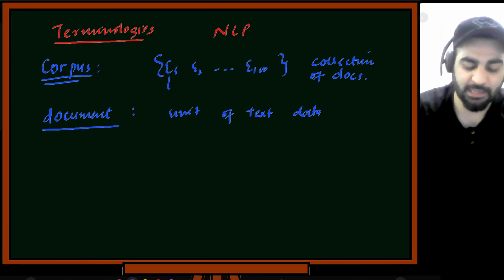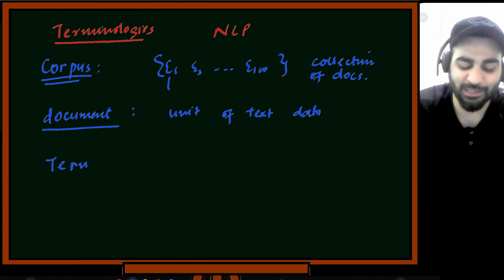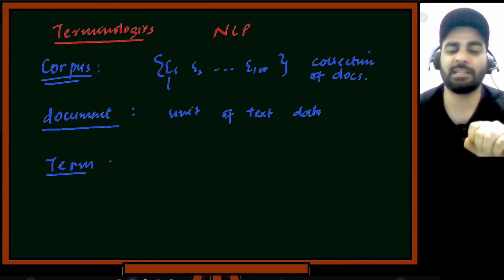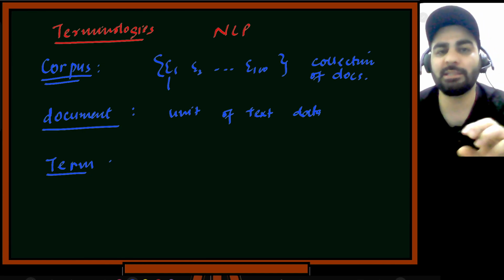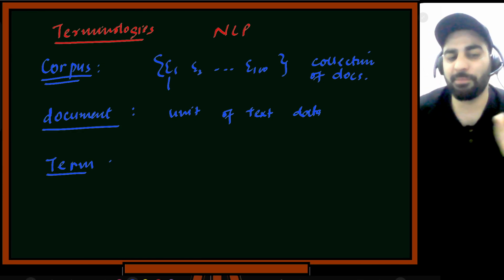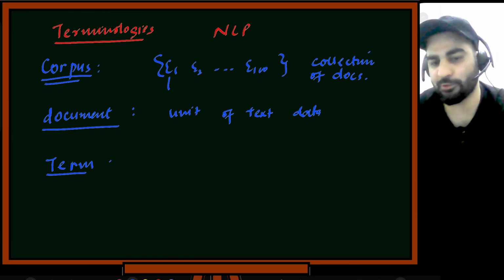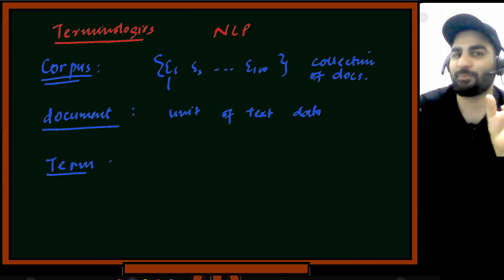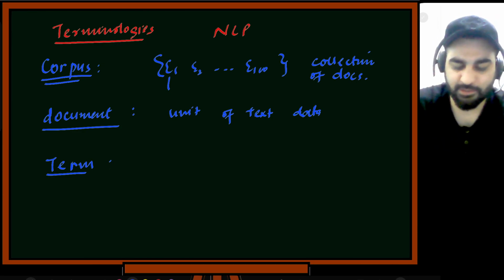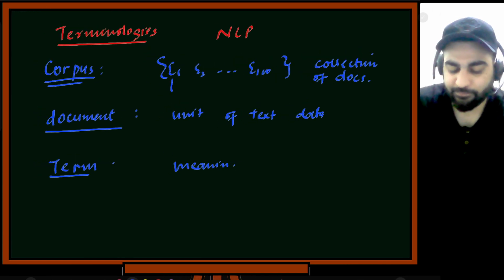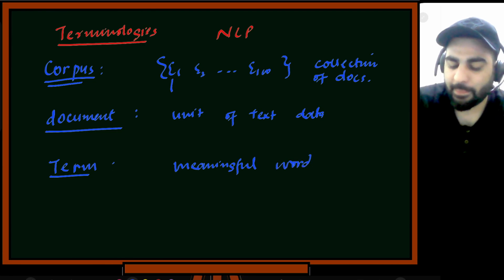Then there is another term, called term. A term means a meaningful word or a phrase. In the context of our emails, one word is one term. A term should be meaningful, or it can be a phrase also. For example, machine learning and natural language processing are terms. This is called a term.